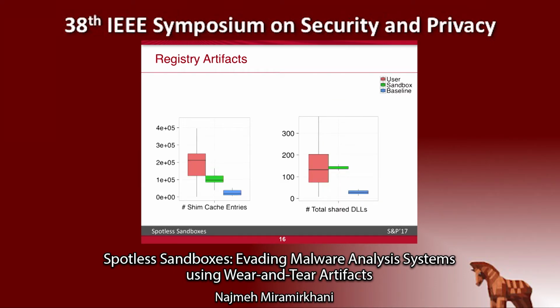From the registry artifacts, one example is the number of entries in the shim cache, and as you see, it follows the same pattern: the distributions in real systems and sandboxes are completely different, so it can be a very good feature. But in the case of the total number of shared DLLs, we see that the two distributions overlap with each other, which makes it a somewhat less powerful feature.